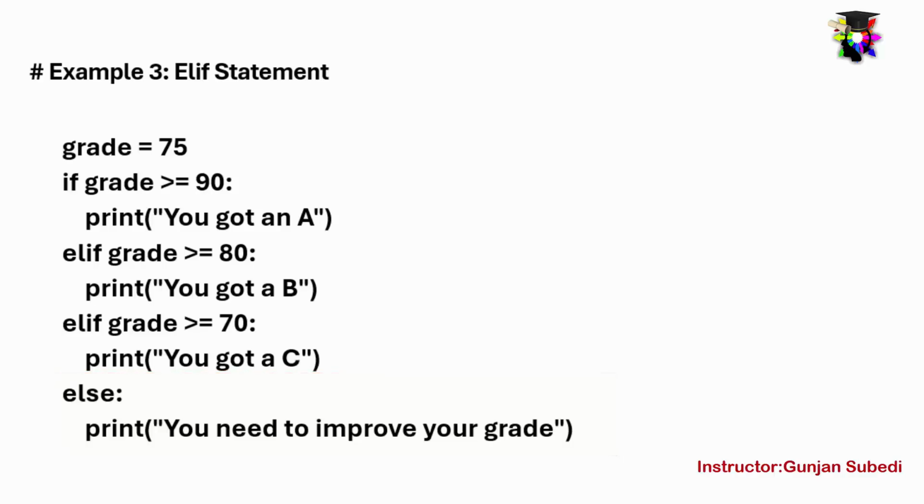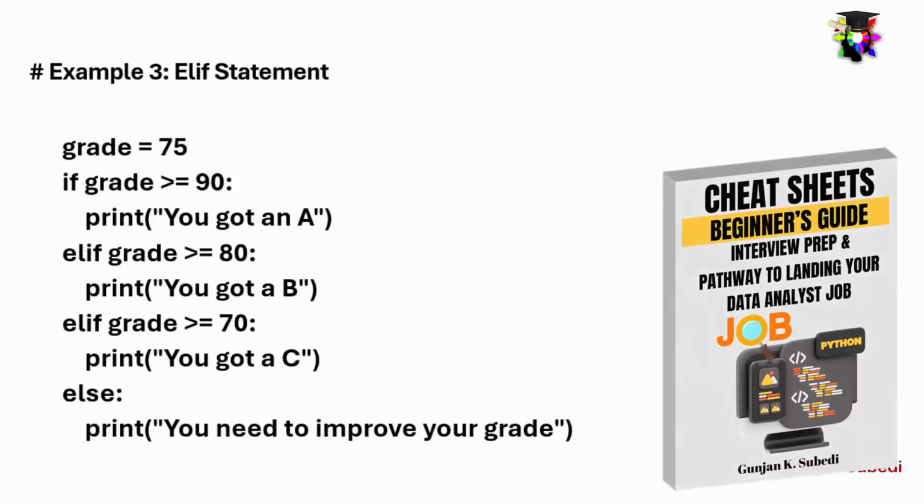So to summarize, if the grade is 90 or higher, the student gets an A. If the grade is between 80 and 89, the student gets B. If the grade is between 70 and 79, the student gets C. And if the grade is lower than 70, the student needs to improve their grade.